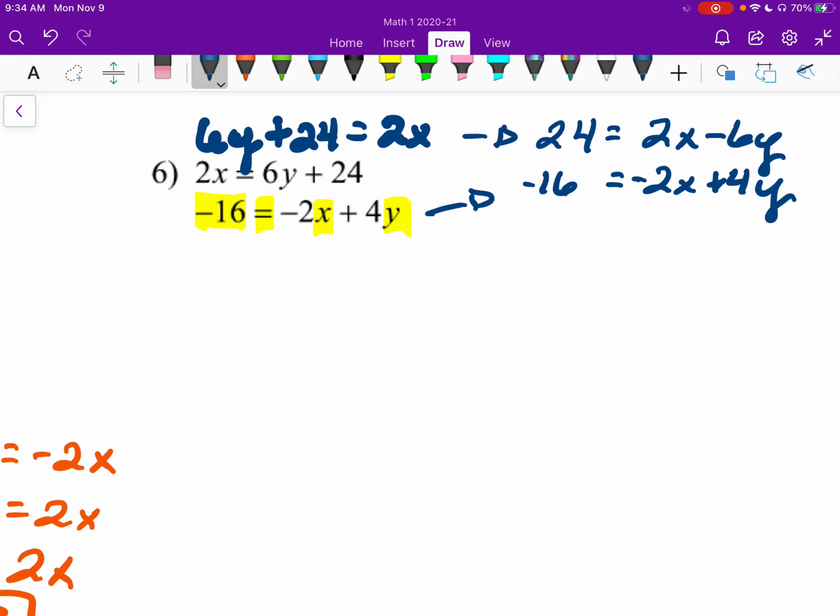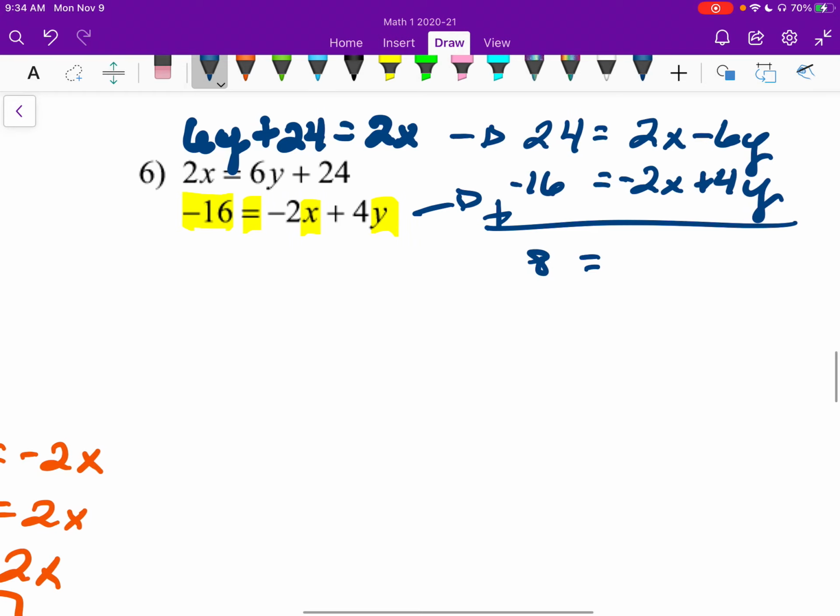All right. And this one, again, is really nice. It's set up with a positive 2 and a negative 2. So I just get to add them together. That's going to give me 24 minus 16 gives me 8. And then 0x and negative 2y. So I get negative 4 is equal to y.